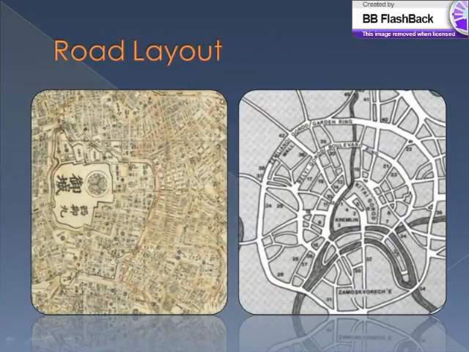Regarding the actual layout of the two cities as a comparison, let us examine a side-by-side view of the two. On the left is a close-up from our 1803 Edo map, oriented with north at the top, showing Edo Castle on the left. To the right is a road map of Moscow, circa 1800.